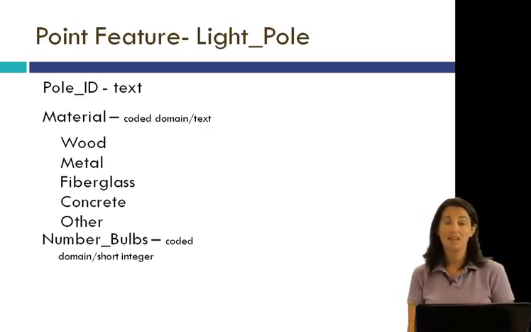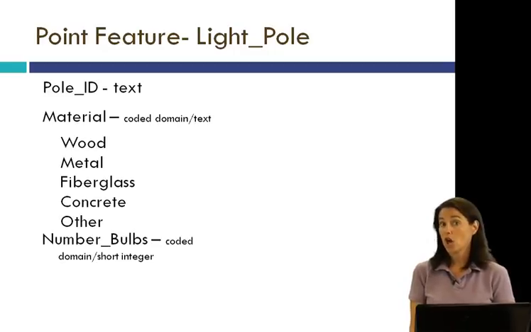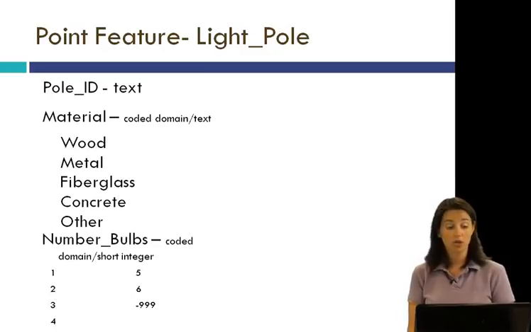Our next attribute is going to be number bulbs. We're going to create a coded domain, and it's going to be a short integer, and our choices are going to be 1, 2, 3, 4, 5, and 6. And then if you notice, I have a -999. The -999 is going to be what's in the geodatabase, because it has to be a short integer. But everywhere we see -999, we're actually going to see the word other. So we're going to basically have a way, if you have a drop down, to put in a value other than the 1 through 6.